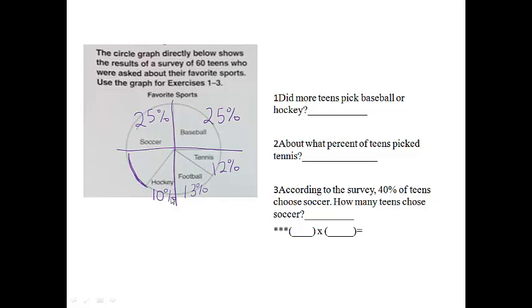Well, if this whole thing right here, remember, is 25, and we already used 10, this one should be 15, which means that soccer is going to be 25 plus 15, which is 40%. Alright, so now that we broke down our graph, we can start answering these questions.